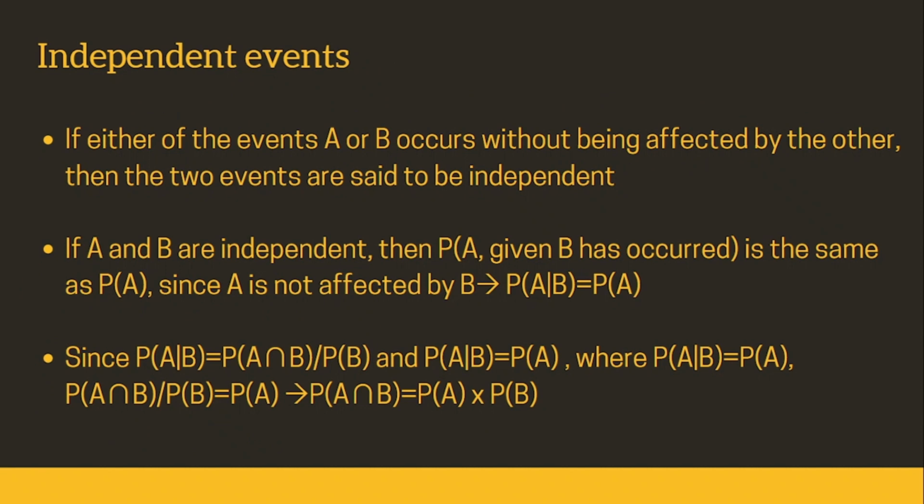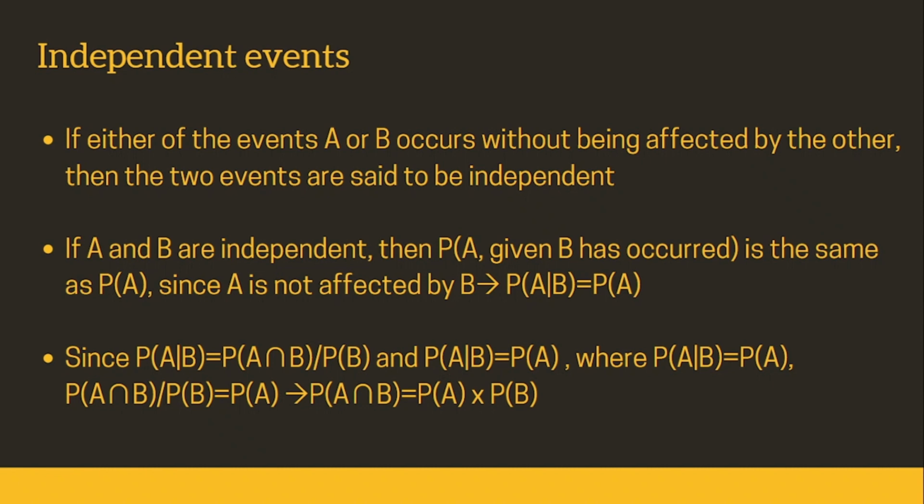So now on to independent events. If either of the events A or B occurs without being affected by the other, then the two events can be said to be independent of each other. So if A and B are independent, then it means the probability of A given B has occurred is the same as the probability of A, because that means that A is not affected by B at all. And since the probability of A given B is equal to the probability of A intersecting B divided by the probability of B, and we also have the probability of A given B equal to the probability of A.